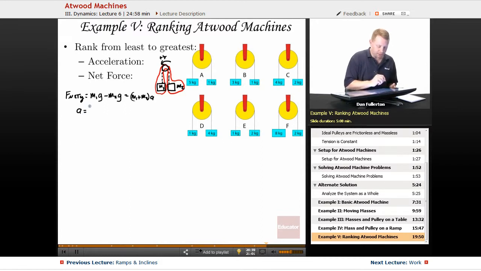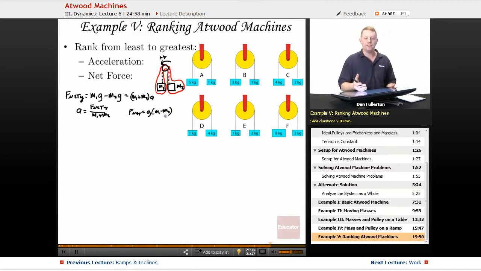Our acceleration is going to be our net force in the y divided by m1 plus m2. And the net force is just m1g minus m2g, or net force will be equal to g times m1 minus m2.